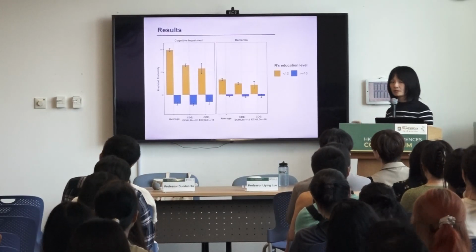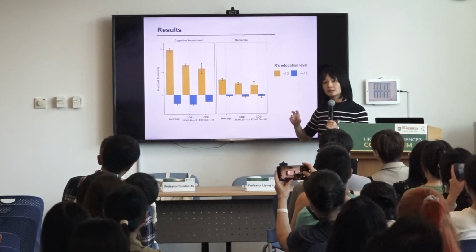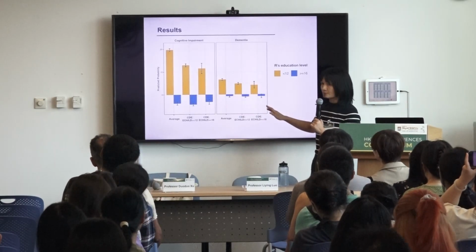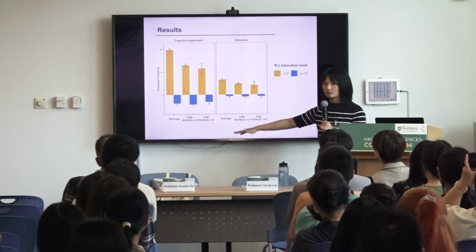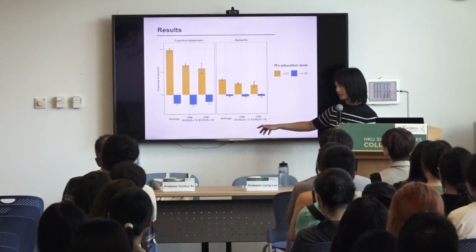So here are the results. I know that we're looking at 5 outcomes. Here we will use cognitive impairment and dementia as the first 2 examples. I will go over the results for the other 3 health outcomes in the next slide.